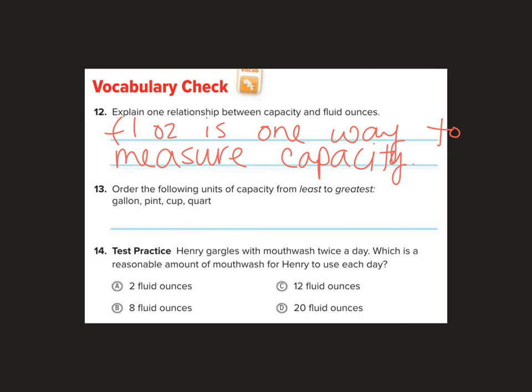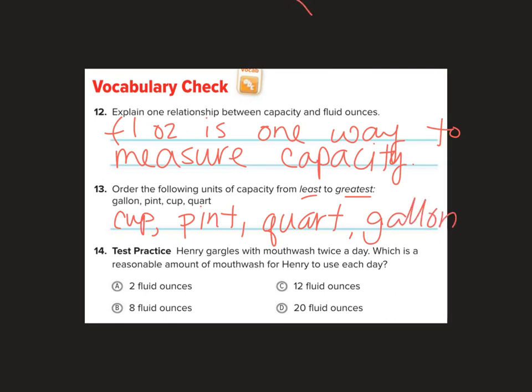Order the following units of capacity from least to greatest. Gallon, pint, cup, quart. Okay, so cup is the smallest, then pint, then quart, then gallon. I'm thinking back to my gallon has 4 quarts. And then in each quart, there's 2 pints. And then each pint, there's 2 baby cups, right? So cups, pints, quarts, gallons, how it goes.